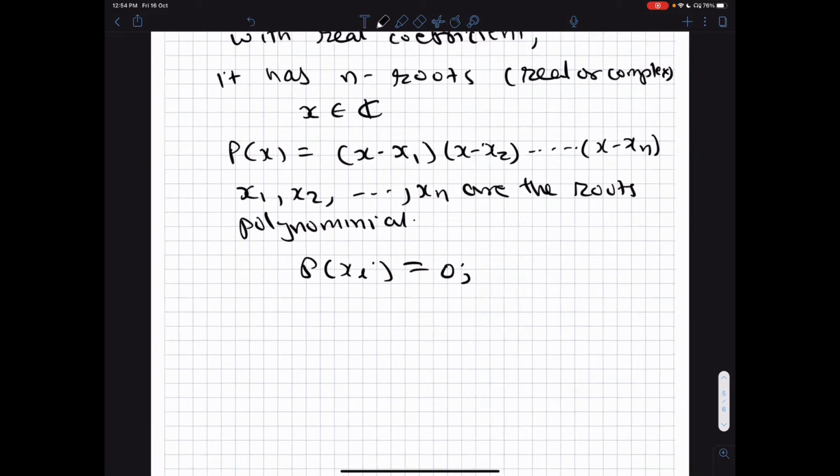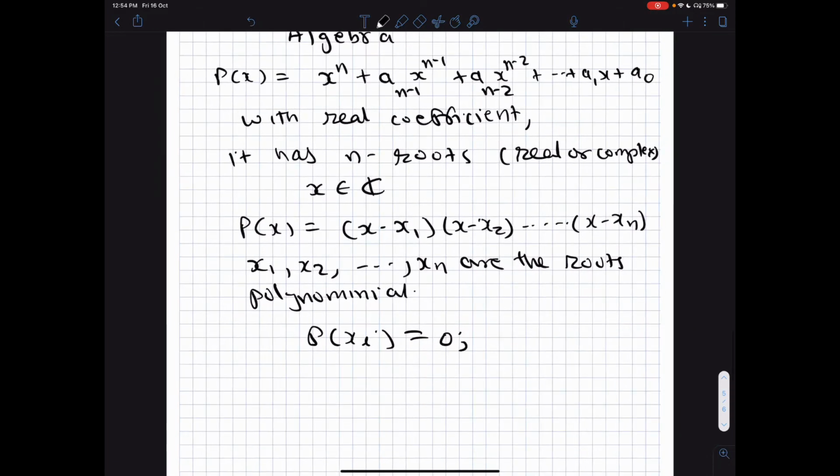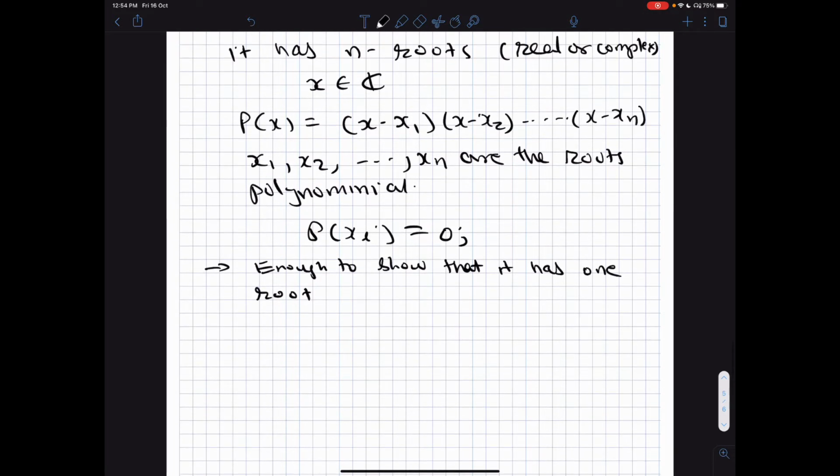Now, if I have this kind of factorization, what it means is that it is enough to show that it has one root. Okay, not no root, I meant to say it has one root. Could be a complex number, could be a real number, but it has one root.